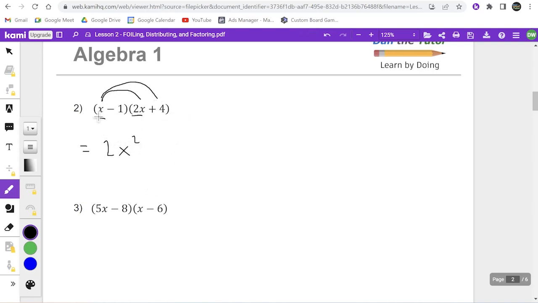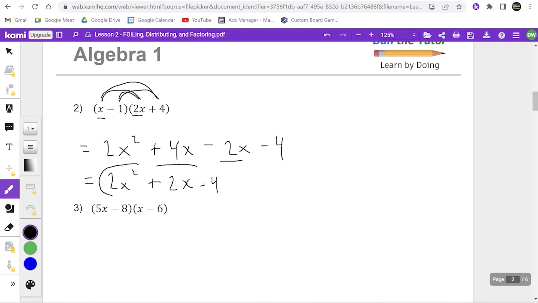Next is the outer. X times 4, that's going to be 4x, so plus 4x. Now for the inner, we see we have negative 1 times 2x. Because it's negative, it will be a minus here, and it's going to be 1 times 2x. 1 times 2x is just 2x. And then the last, negative 1 times positive 4, that's going to be minus 4. Hopefully that's not too bad for you guys. And now we're going to continue by simplifying the like terms, 4x and minus 2x. We'll get a final answer of 2x squared, and then the 4x minus 2x leaves us with plus 2x, and then minus 4. And there's our final answer.